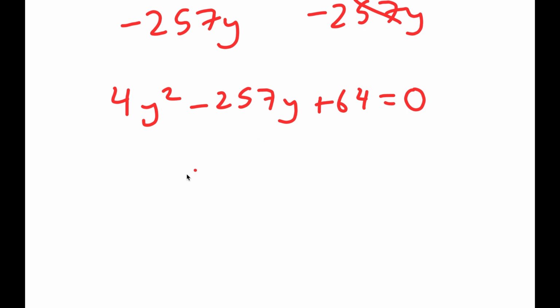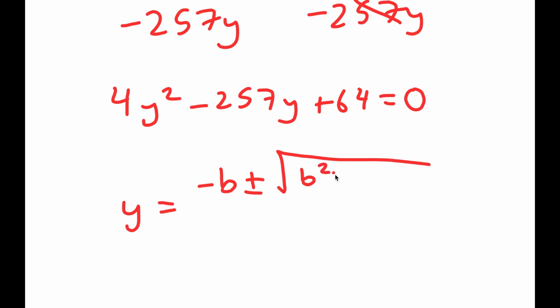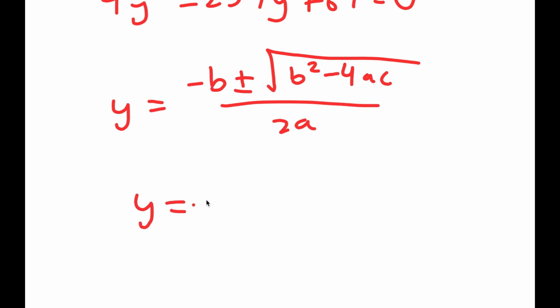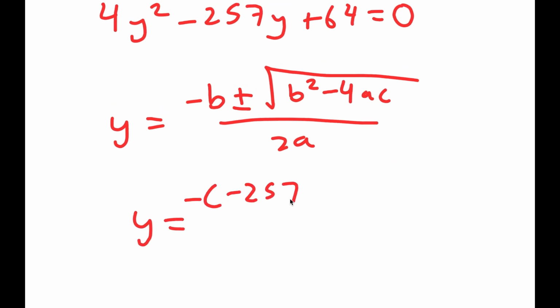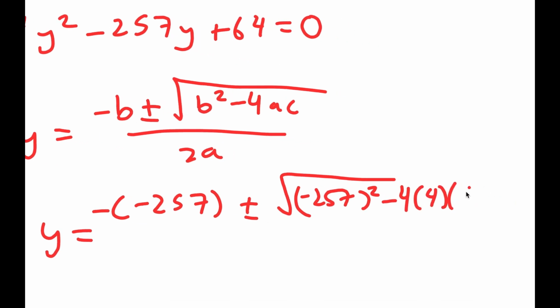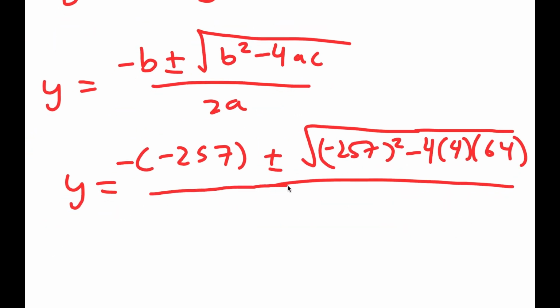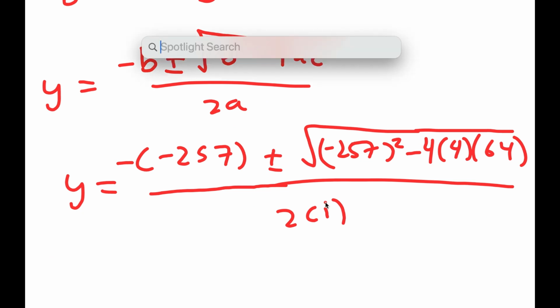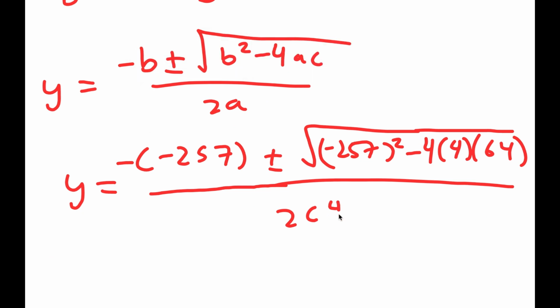Now from here, I can use the quadratic formula, which is negative b plus or minus the square root of b squared minus 4ac all over 2a. So I get y is equal to negative of negative 257 plus or minus the square root of negative 257 squared minus 4 times a, which is 4, times c, which is 64, all over 2a. So 2 times 4.